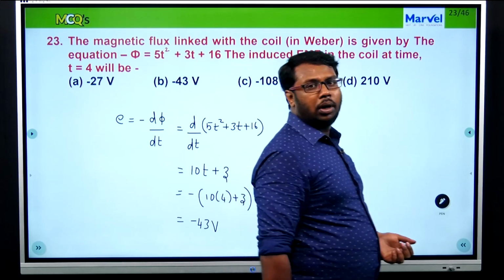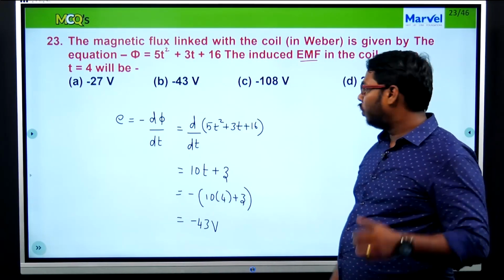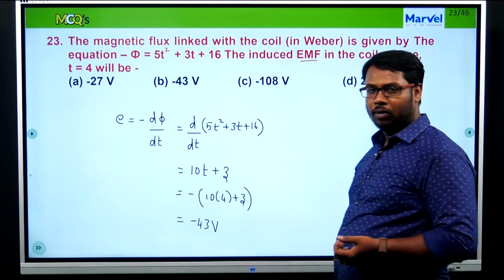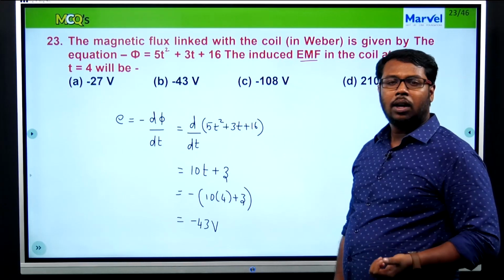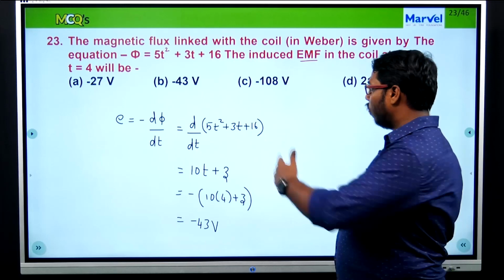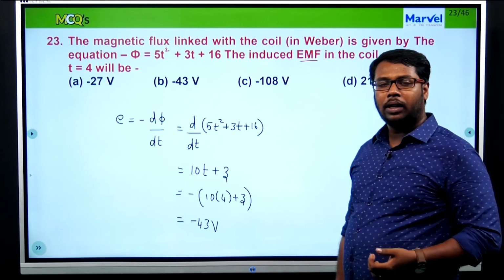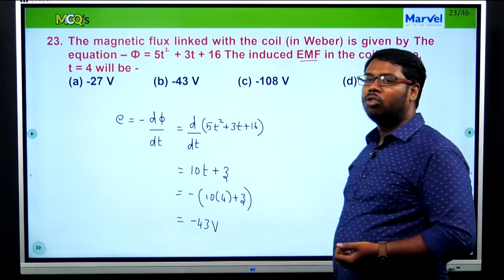It's a straightforward and an easy question where you don't have to do much. You have to just take the equation of phi, the magnetic flux, given in terms of t, and if you differentiate the magnetic flux with respect to time, we end up with the EMF that is produced by it at time t equal to 4 seconds.